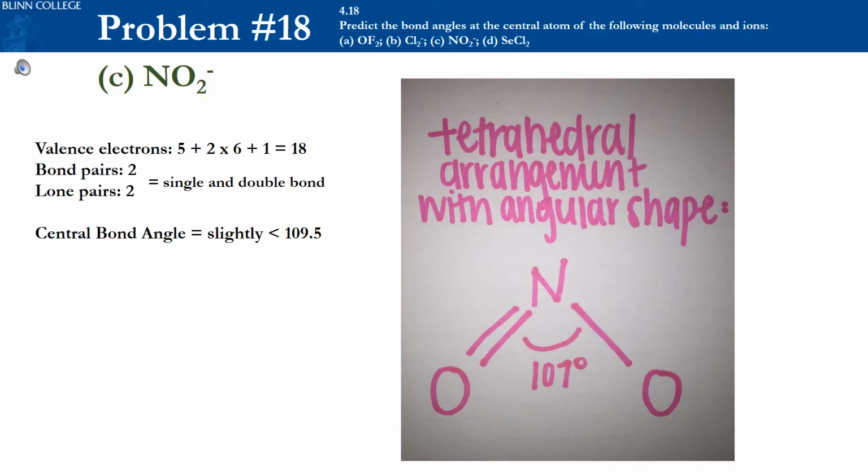Part C of problem 18 is pretty much exactly like the one that we just did. It's also a tetrahedral arrangement with angular shape. Since we have 2 bond pairs and 2 lone pairs again, we'll also have a single and double bond with oxygen. Knowing that this is tetrahedral, we know that it's going to be 109.5, but I've named it slightly lower at 107 degrees.